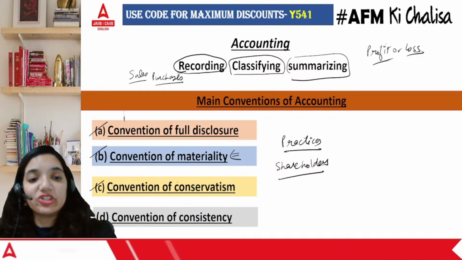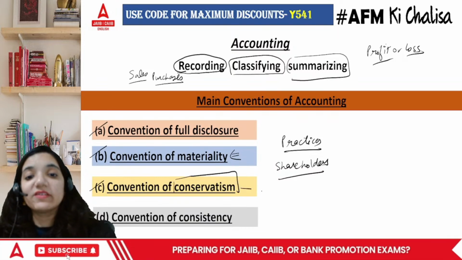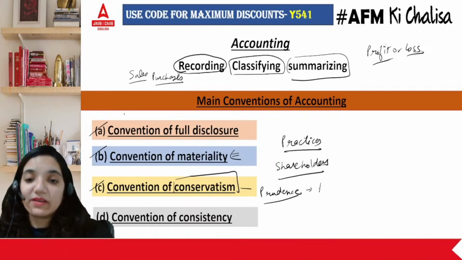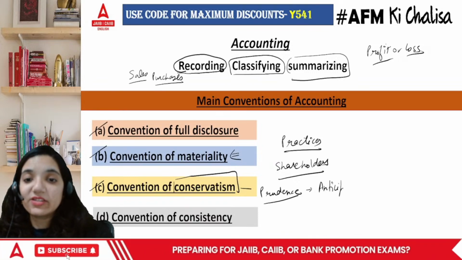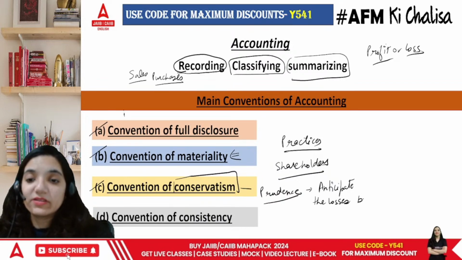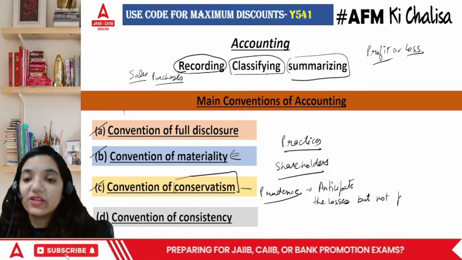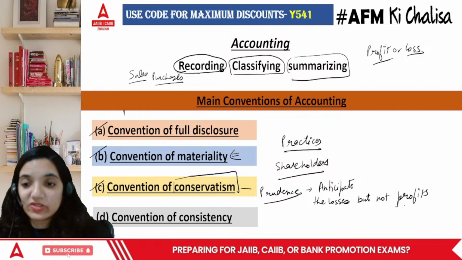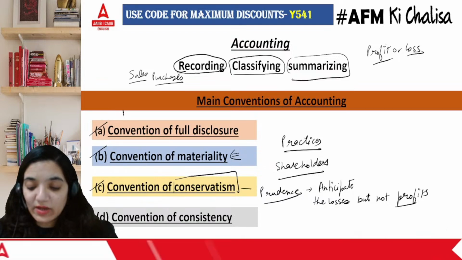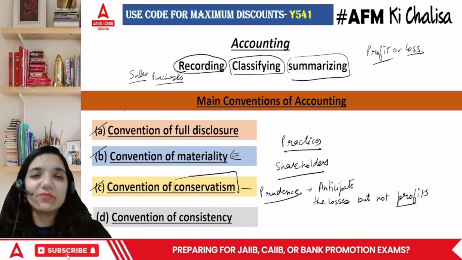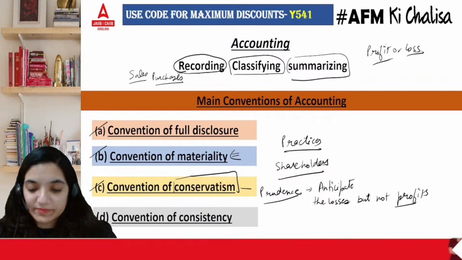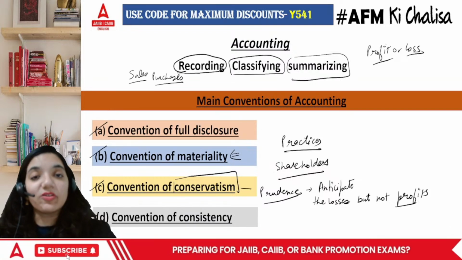Next part is convention of conservatism. Conservatism is also called prudence. Conservatism can be stated in this way, everyone: anticipate the losses but not profits. So in this case, anticipate all the losses of the organization, but do not anticipate the profits. That means we are not supposed to record the upcoming profits, but yes, we are supposed to record the upcoming liabilities. Done. Then this is also called prudence.